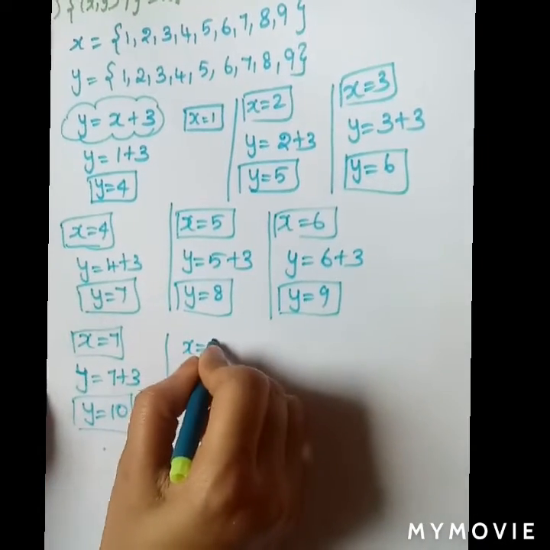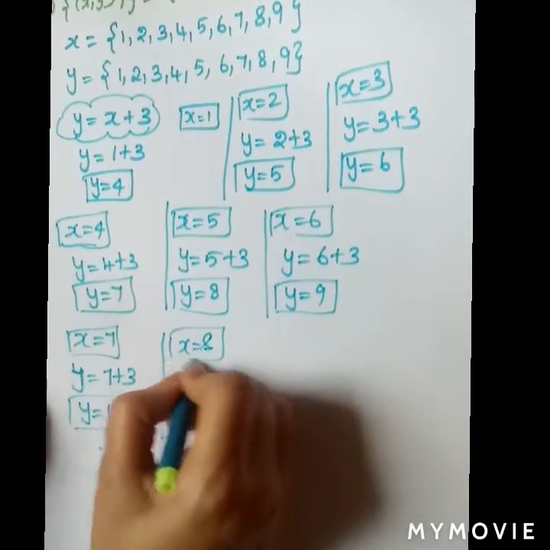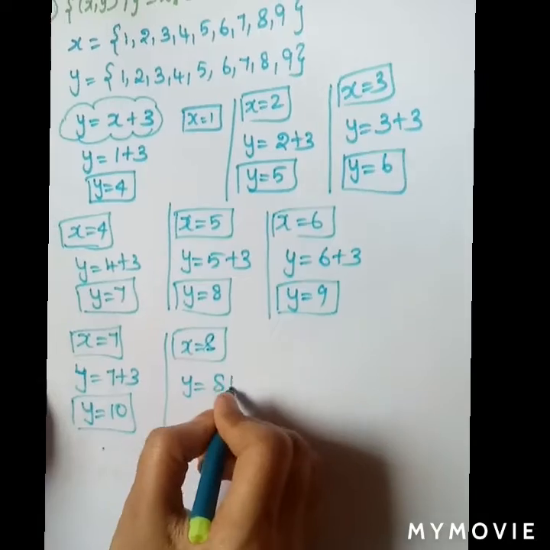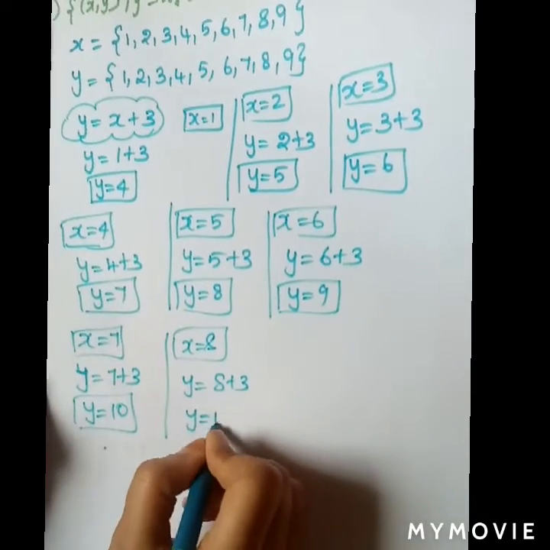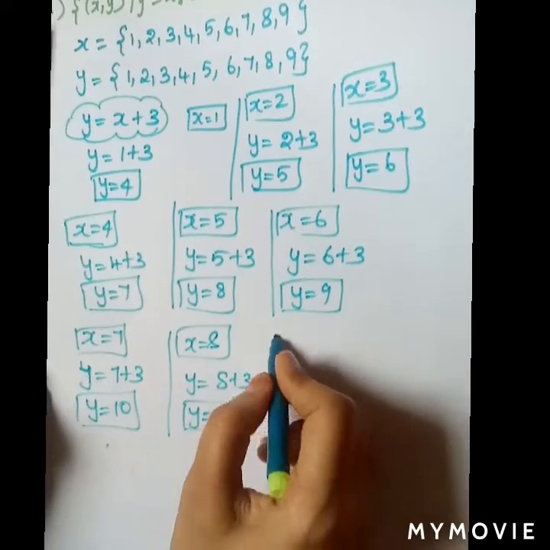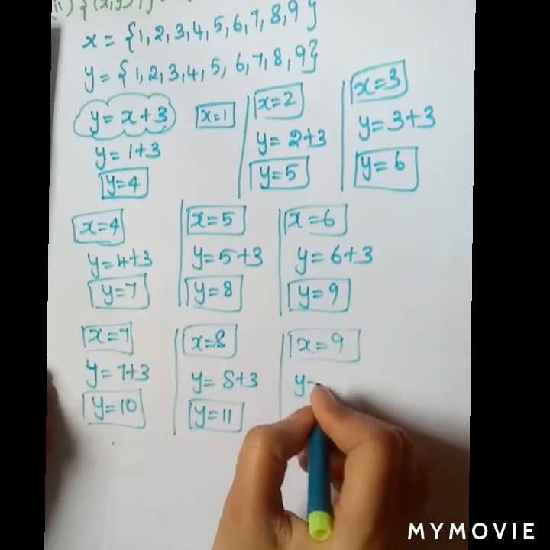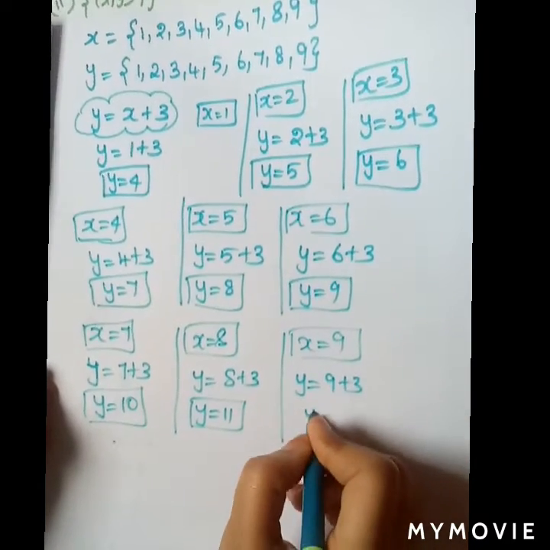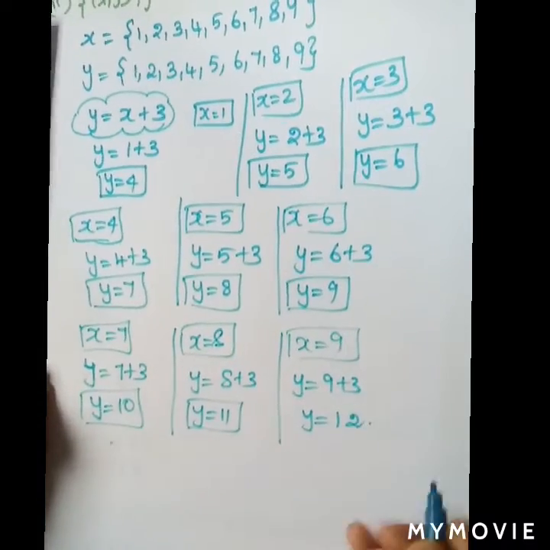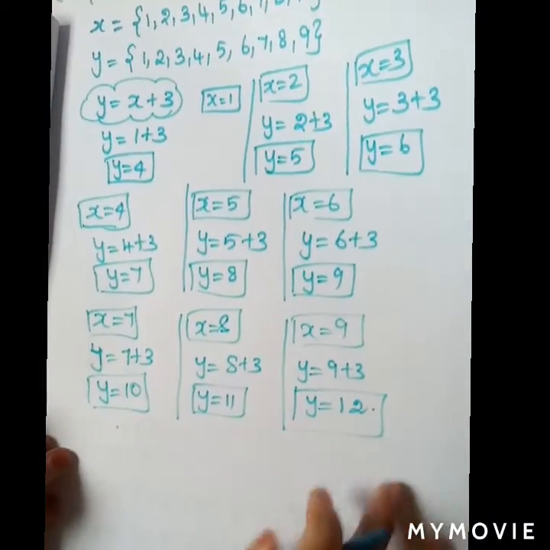Next substitute x equal to 8. Y equal to 8 plus 3. That means y equal to 11. Next x equal to 9. Y equal to 9 plus 3. That means y equal to 12. Okay, write the ordered set pairs here.